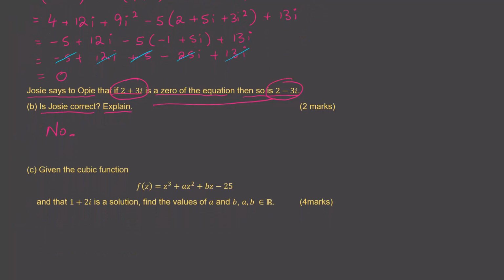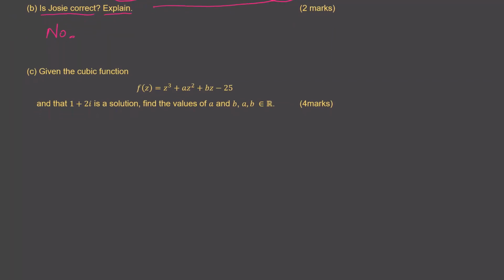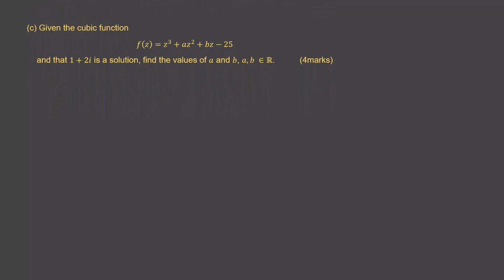So now we're given a cubic function which does have all real coefficients and a real constant term as well. We're told that 1 plus 2i is a solution, and we want to find the values of a and b, where a and b are real. So that's how I knew all the coefficients were real. And that means that 1 minus 2i is also a solution. If we have all real coefficients, then any complex solutions occur in conjugate pairs.